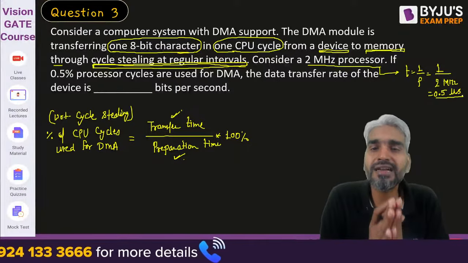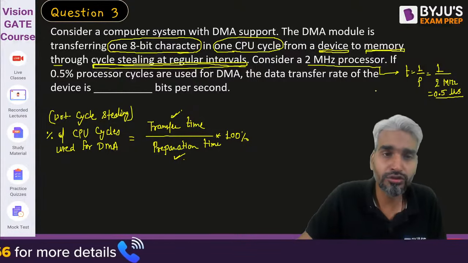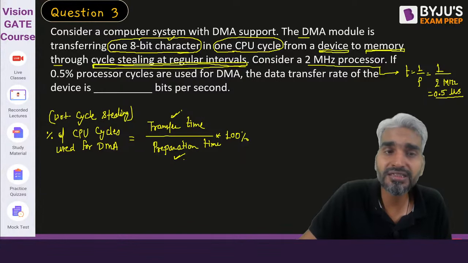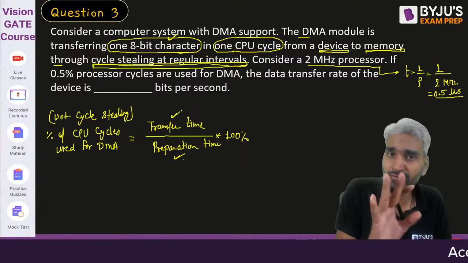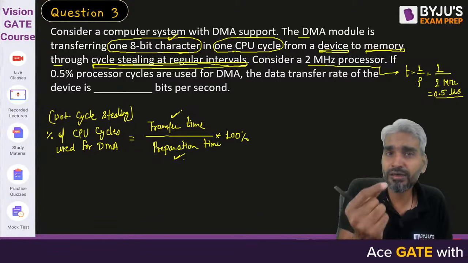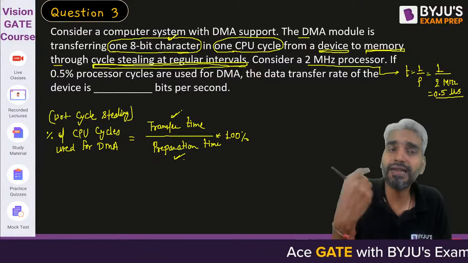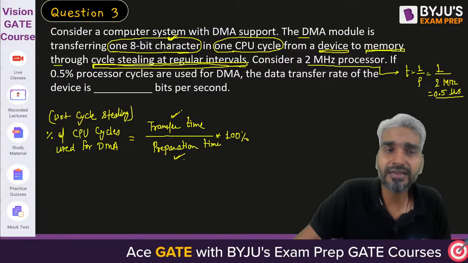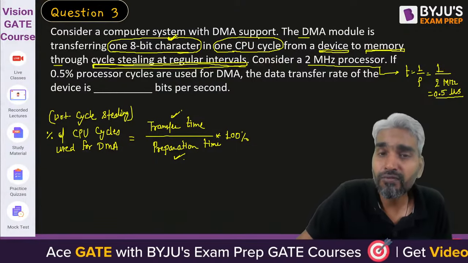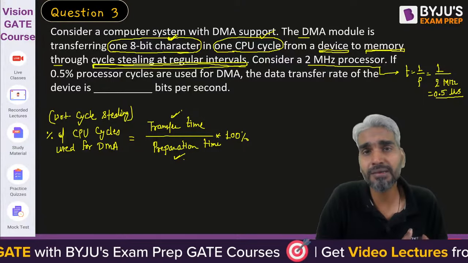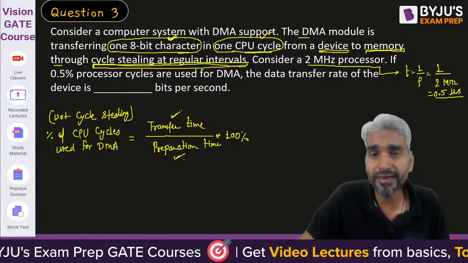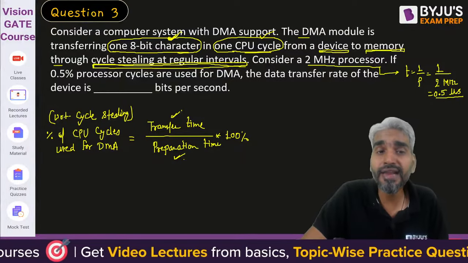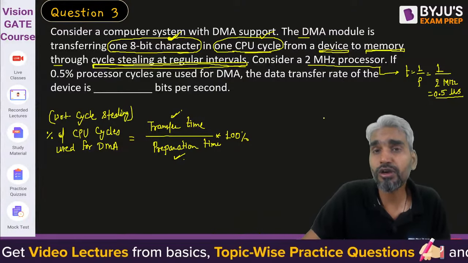Please try to understand, it is given in the question that an 8-bit character can be transferred. The DMA module is transferring an 8-bit character. So in one cycle stealing, it will transfer one character. It may be 1 byte, it may be 1 word. In this case, it is 1 byte. So in one cycle stealing, it is transferring an 8-bit character, and for that the time required is 1 CPU cycle. So sir, 1 CPU cycle is 0.5 microsecond. Therefore, the transfer time for 8-bit is 0.5 microsecond.